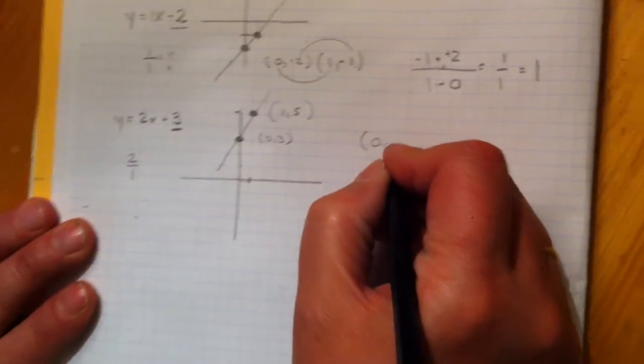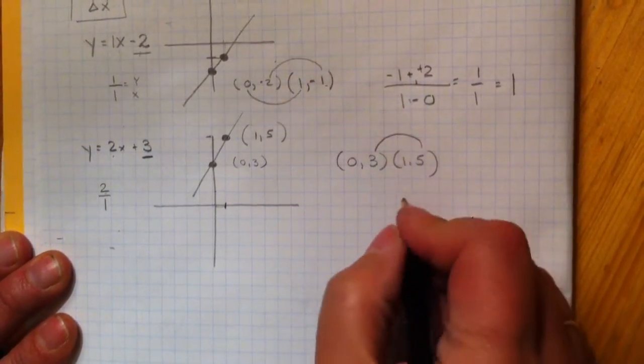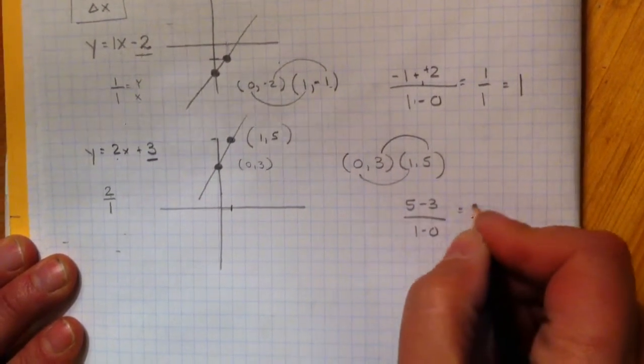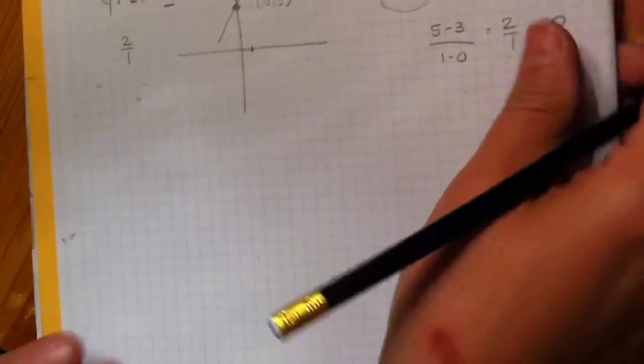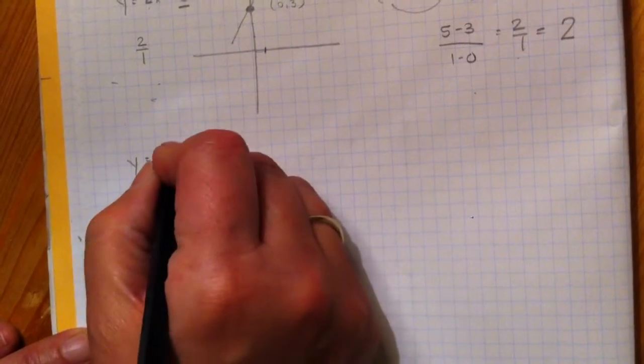Okay, we check our slope, (0, 3), (1, 5). We get (5 minus 3) over (1 minus 0), and we end up with 2 over 1, so our slope is 2.